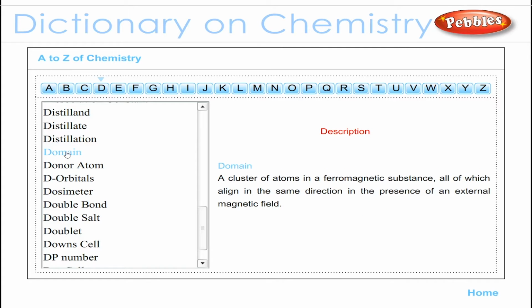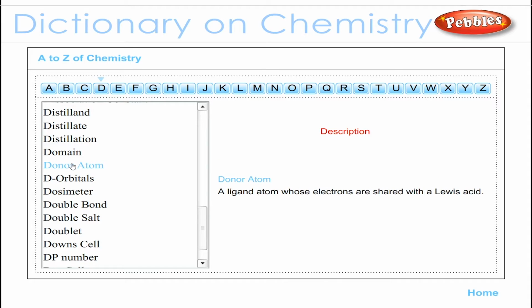Domain, a cluster of atoms in a ferromagnetic substance, all of which align in the same direction in the presence of an external magnetic field. Donor atom, a ligand atom whose electrons are shared with a Lewis acid.